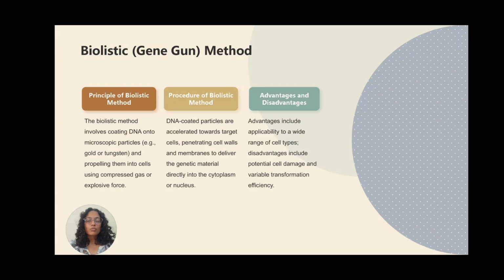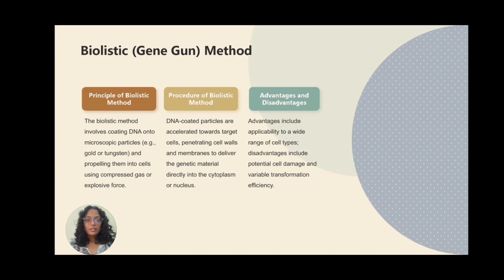Here, the gene of interest is first precipitated upon the microprojectile particles. The microprojectile particles here are gold and tungsten. The reason we use gold and tungsten is that microprojectile particles should be biologically inert. What we mean by this is that whenever we introduce the microprojectile particle into the host cell, it should not induce any other biological process within it.